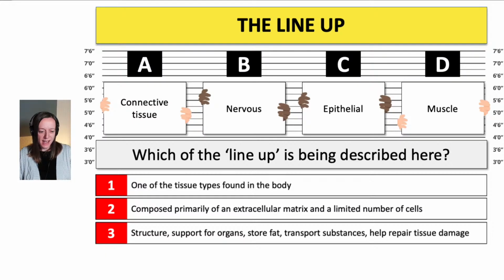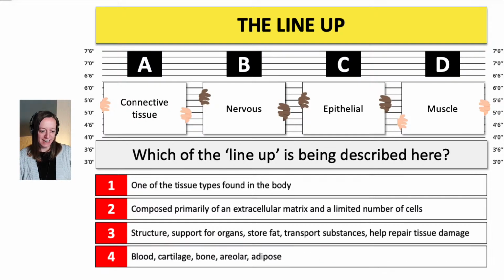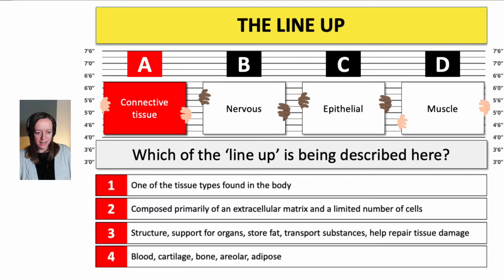Mary's saying A. Ikra is saying A. It's confusing me. Anyone else? Okay, let's have a look. And examples: blood, cartilage, bone, areolar, and adipose. So final guesses now, guys, or not even guesses, final answers. Yep, you are correct. It is connective tissue.